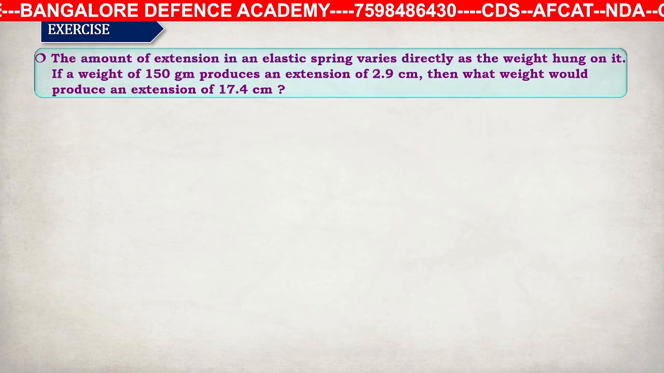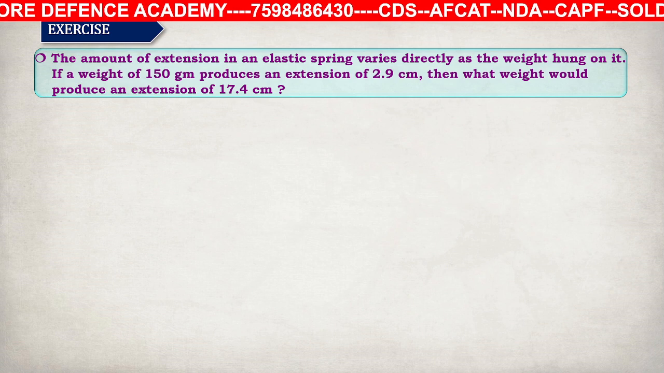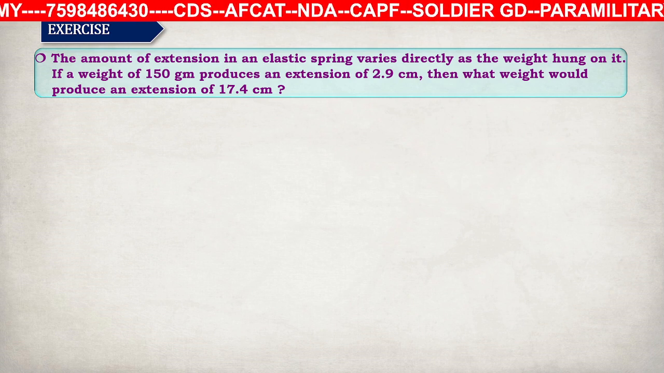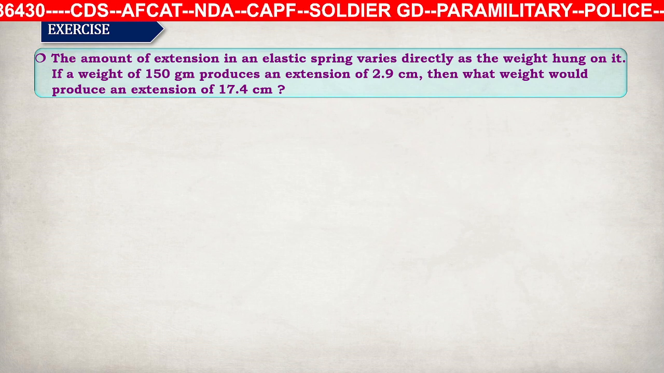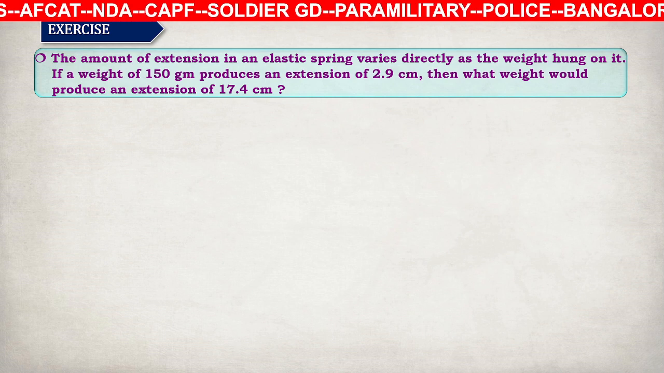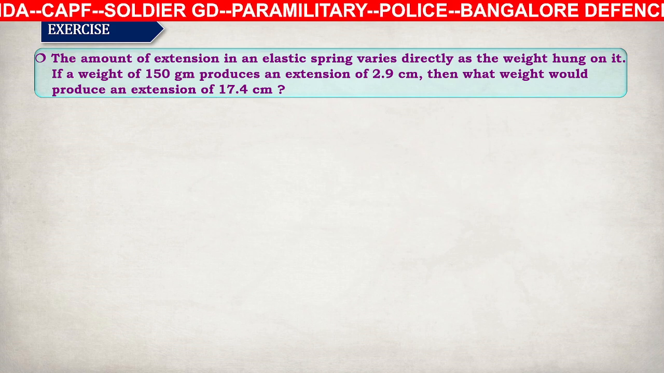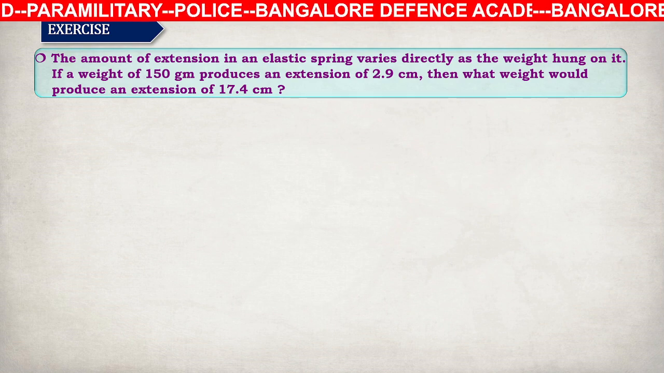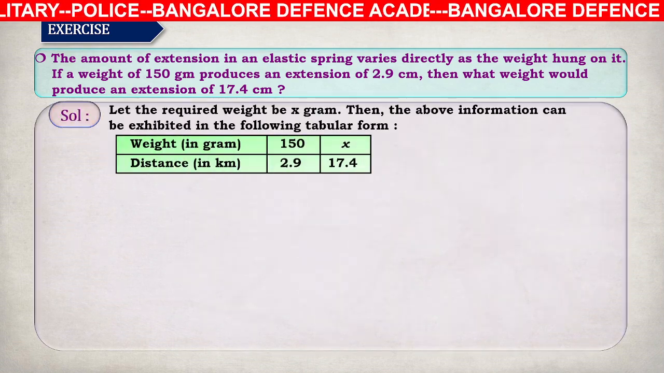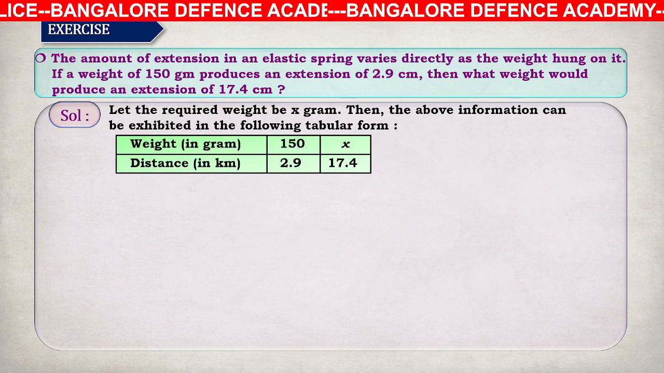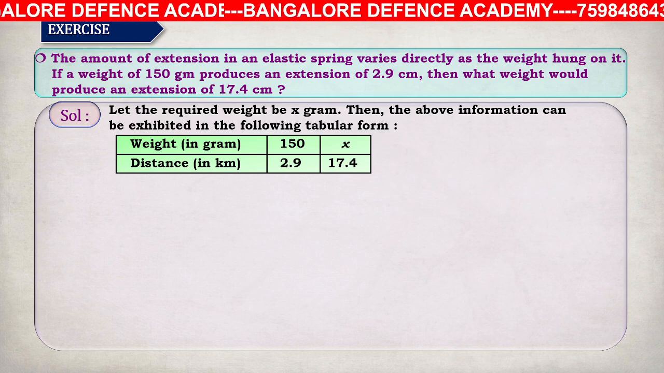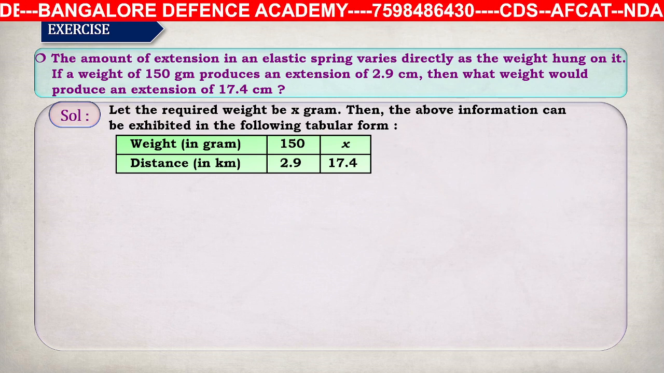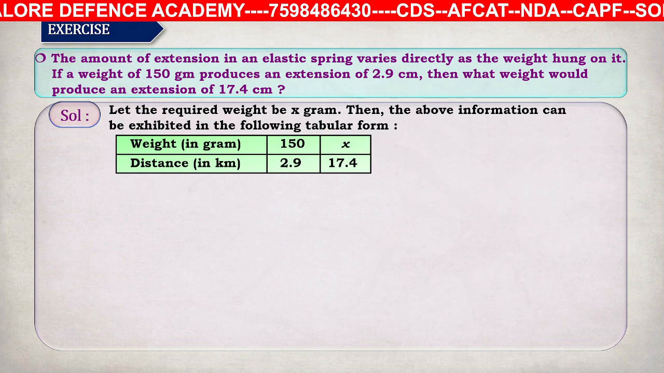Next, the amount of extension in an elastic spring varies directly as the weight hung on it. If the weight is 150 gram, produces an extension of 2.9 centimeter, then what weight would produce an extension of 17.4 centimeter? Okay, so I'm comparing the extension and the weight. If the extension is increasing, that means the weight is also more. Correct? So I'm going to make a tabular column, the weight in grams and the distance or the length. So 150 gram, if I put the weight, the extension is 2.9. But now the question says that the extension is 17.4. What would be the weight?